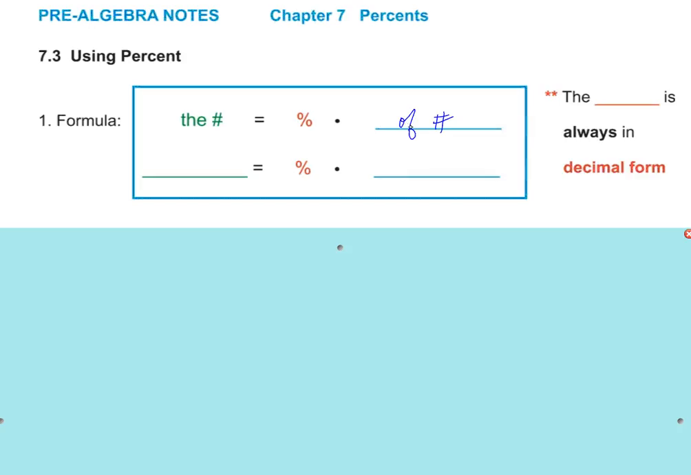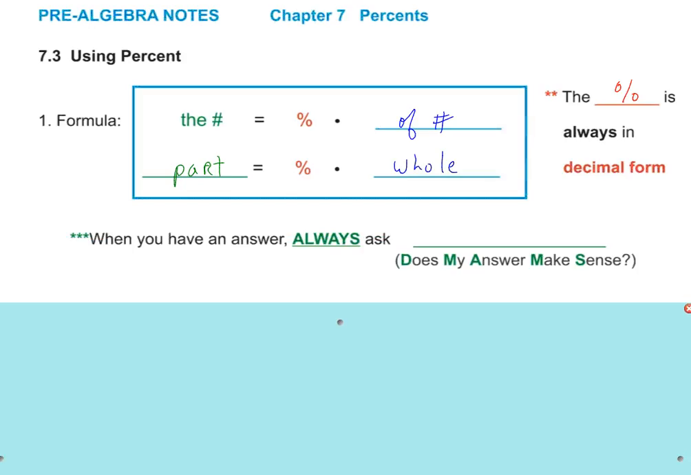All right, for the of number. And then the other formula, what goes in the first blank? Somebody raise your hand. Christina? Nope. Allison? The part. Correct. Part equals the percent times the whole. Part equals percent times the whole. As always, remember, the percent is always in decimal form.